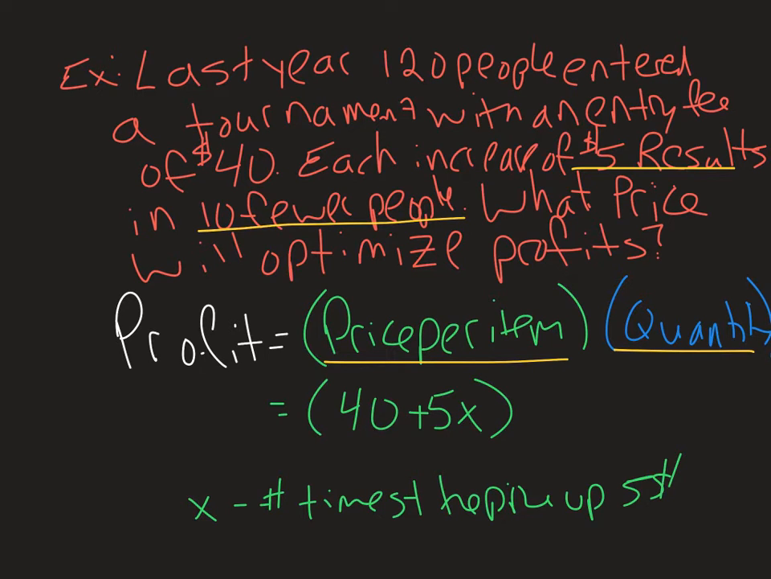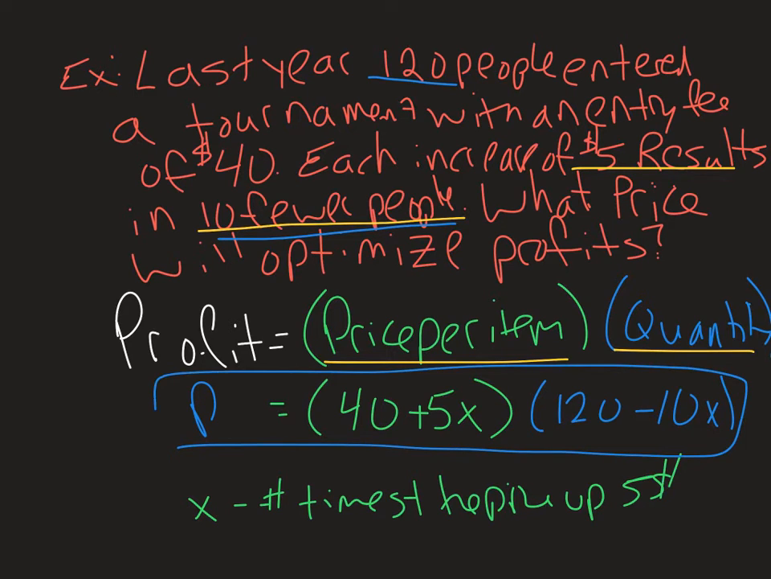Now I can do the same thing with the quantity. 120 people entered last year, and I know that 10 fewer people are going to enter every time I up the price by $5. So 120 minus 10 times x. If it was a $10 increase, I would lose 20 people, and so on, hence the multiplication here. Now we have an equation that we can work with. Building it without thinking about it in this way is very, very difficult, so I highly encourage this method. Make an expression for the price and an expression for the quantity, and then we can break it out from there.